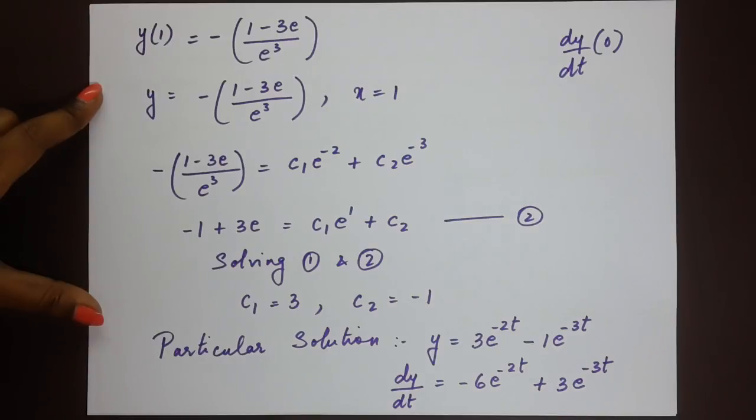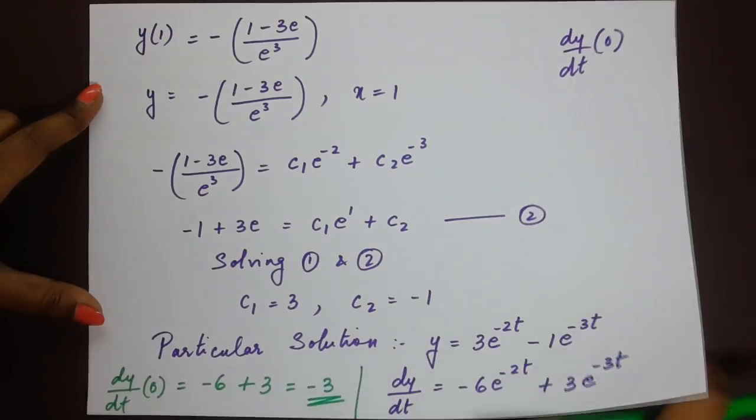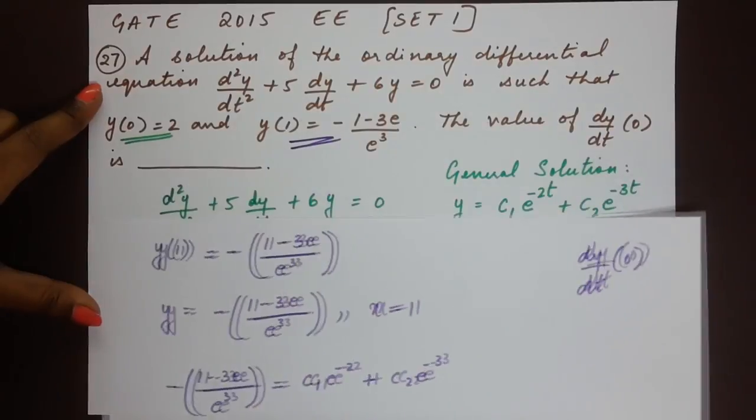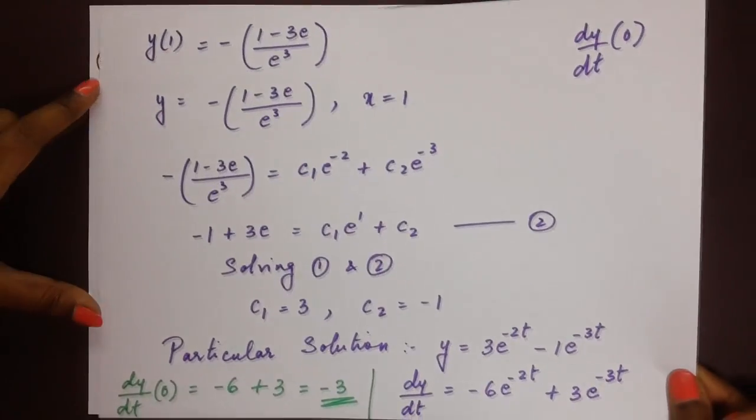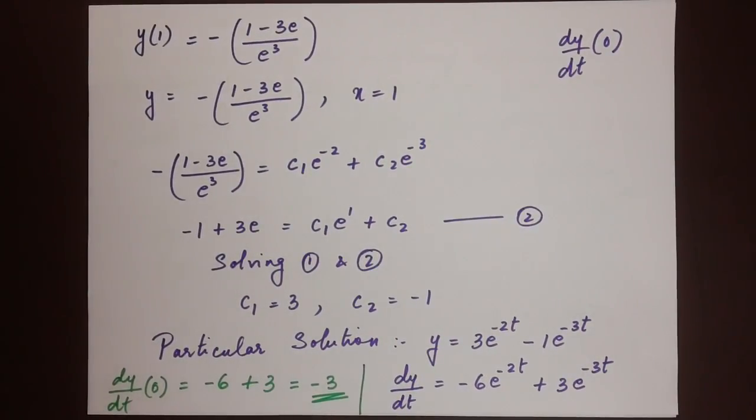Next, let's substitute t is equal to 0. Now when we substitute t is equal to 0, we will get minus 6 plus 3. I'll write that on this side here. So dy by dt of 0 would become minus 6 plus 3, which is minus 3. So the final answer here is minus 3. Since it's not a multiple choice, we just enter minus 3. This is the entire solution, and I hope it has helped.